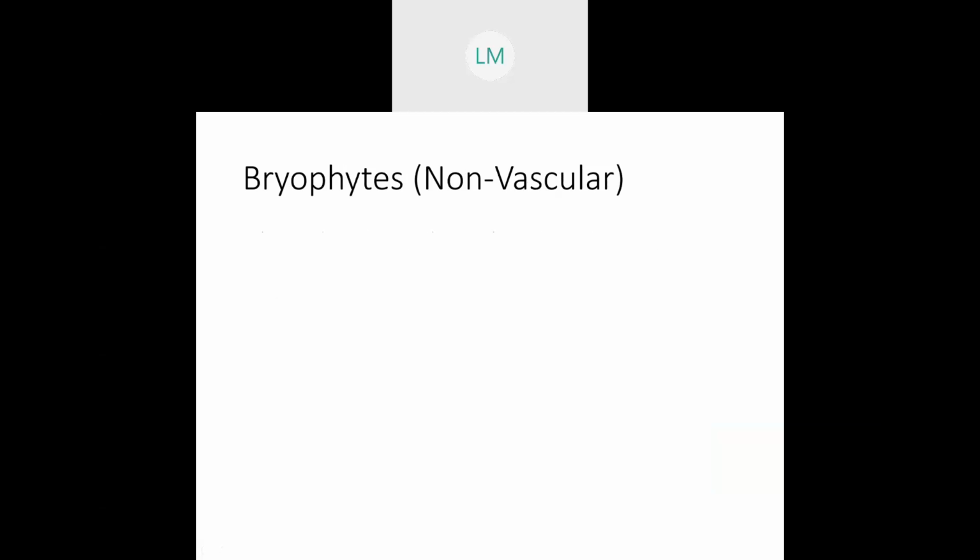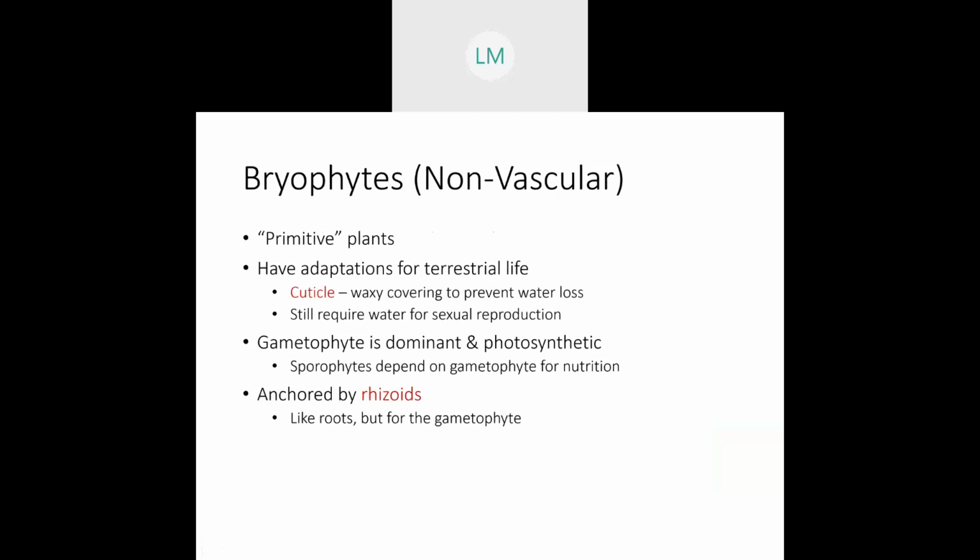So let's talk about our bryophytes first. So these are our non-vascular plants. So these are going to be our most primitive plants, but they do still have some adaptations for being terrestrial. So the main adaptation that they have is a cuticle. So all plants have this, all land plants have this structure, a cuticle. Basically just a waxy covering on the outside of the plant to prevent water from leaving the plant.